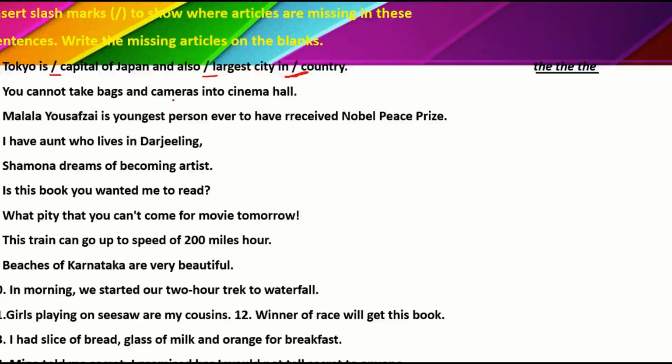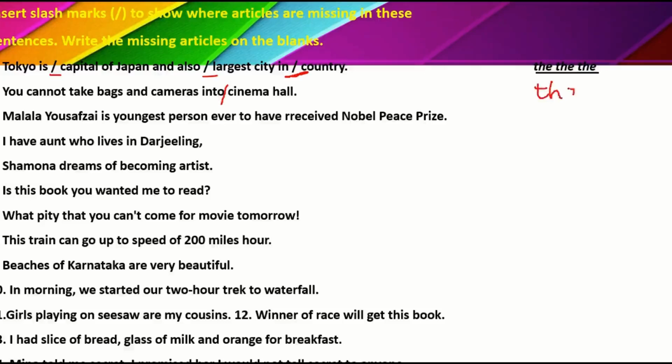You cannot take bags and cameras into cinema hall. So one article is missing here. We have to put the slash over there, in front of cinema hall. Cinema hall, school, auditorium, playground, these are all common places, right? And they are known to everybody. We can use the word "the" for playground, school, auditorium. You cannot take bags and cameras into the cinema hall. So the missing article is "the".